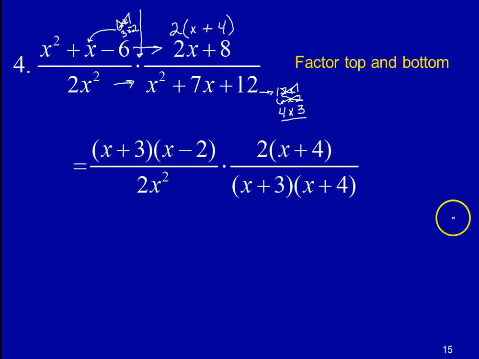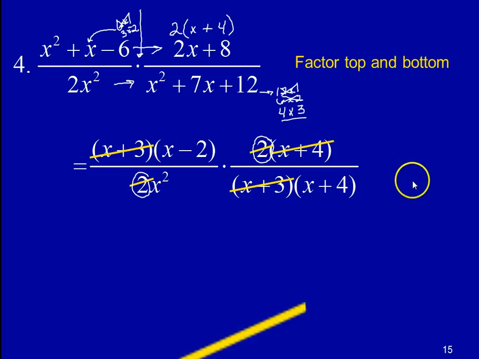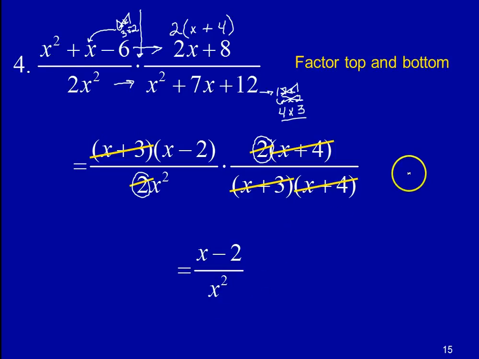Now, there's nothing else to factor, so again, we're canceling. x plus 3 cancels with x plus 3. Is there anything to cancel the x minus 2 with? Nope. I've got a solo 2. I've got a solo 2. Those are going to cancel. I've got an x plus 4 and another x plus 4. So on top, we're left with x minus 2. On bottom, we're left with x squared.